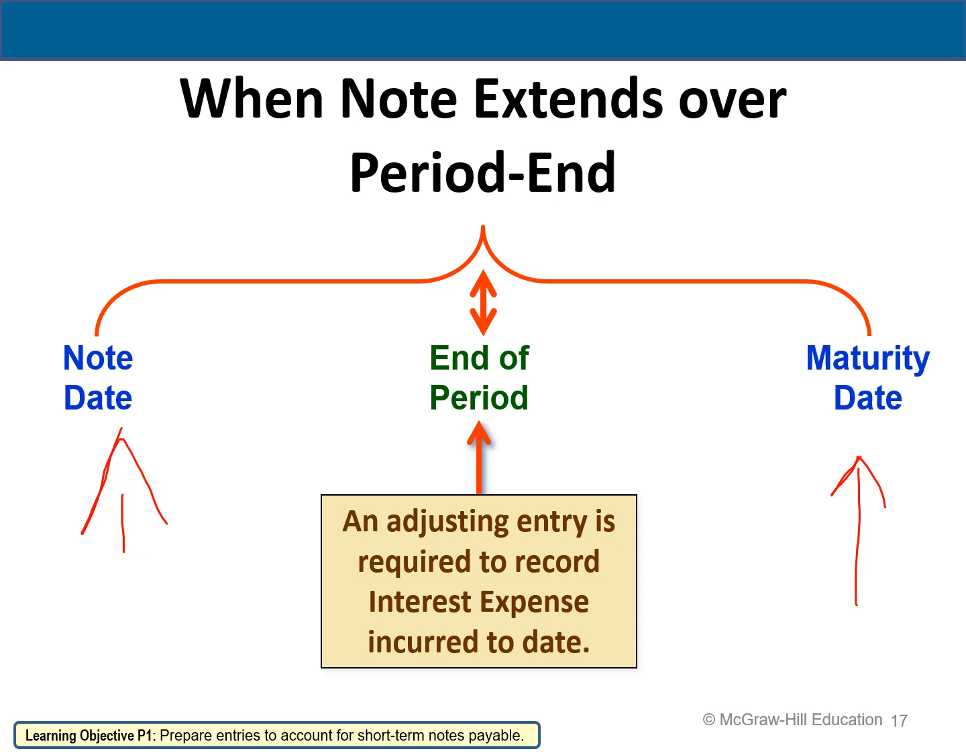I digress. So when a note extends over period end, you have to make an adjusting entry to record the interest expense incurred year to date. Okay.